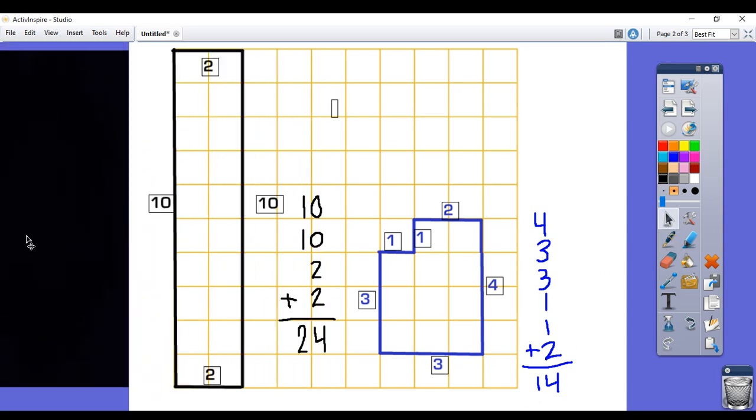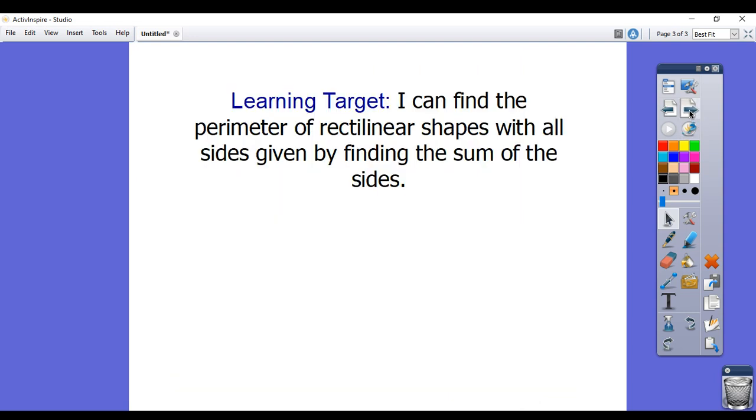So just to review, we've looked at how to find the perimeter of a rectilinear shape, which is this one right here, or just a rectangle or a square, which are also considered rectilineal shapes. And we use the sum of adding up all of the sides to find the perimeter or the distance around our shape. So I can find the perimeter of rectilinear shapes with all sides given by finding the sum of the sides.